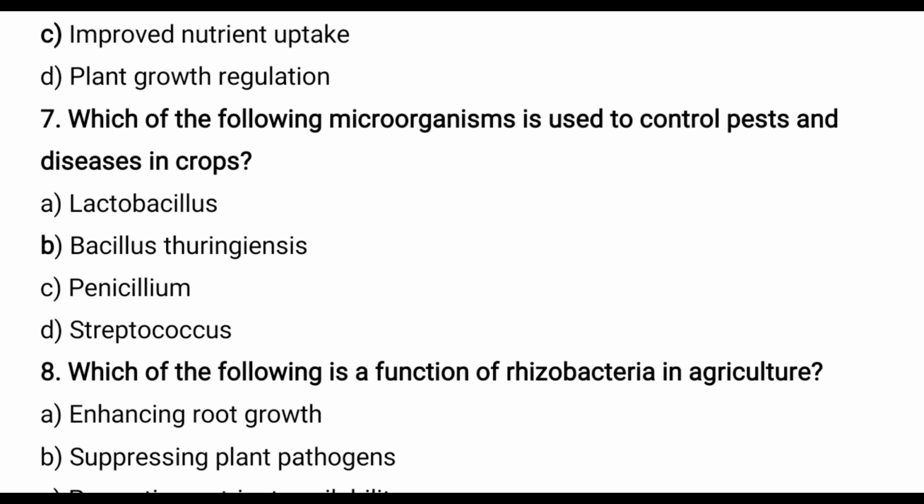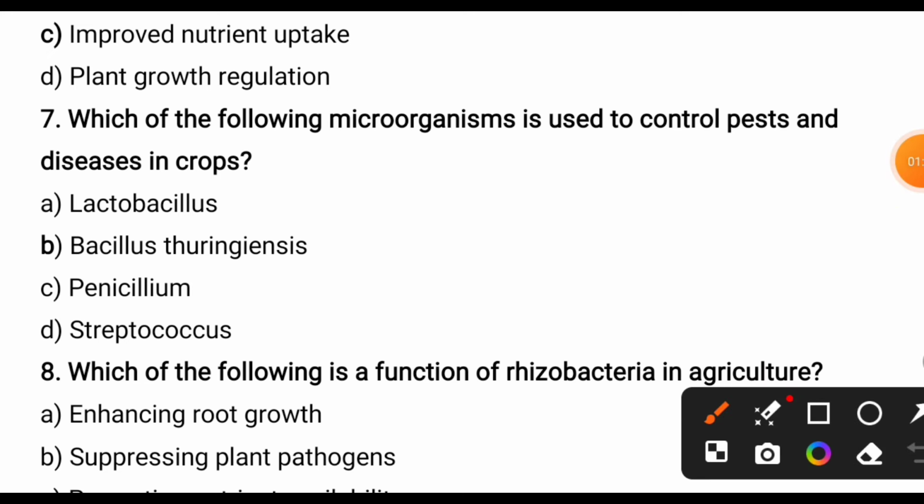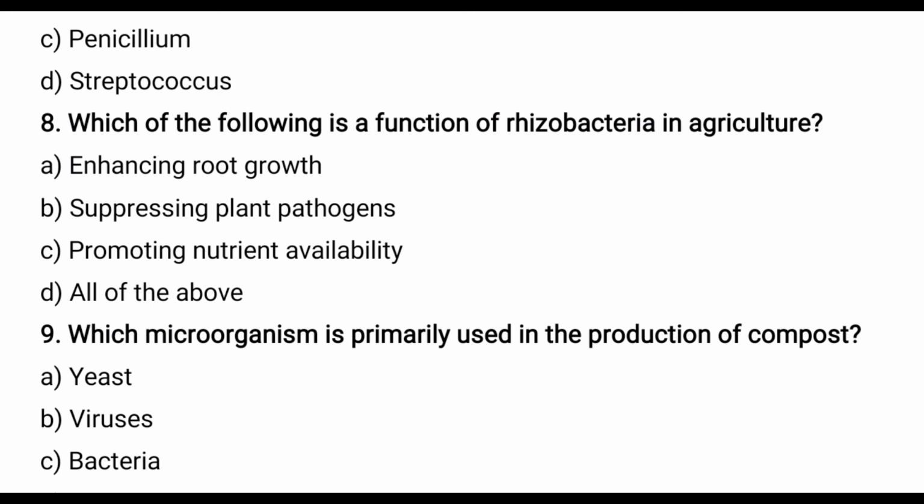Which of the following microorganisms is used to control pests and diseases in crops? Options are Lactobacillus, Bacillus thuringiensis, Penicillium, Streptococcus. So for this the correct answer is Bacillus thuringiensis, which is used as a biopesticide. Okay, so let's see the next question.